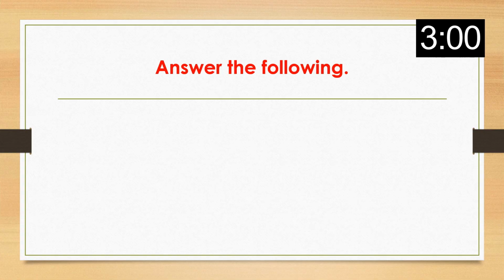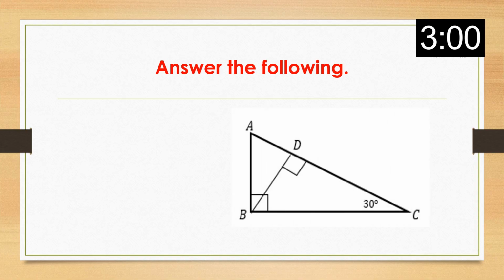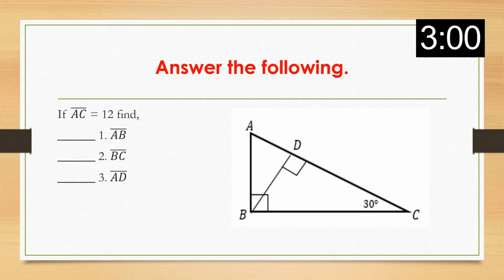To continue, kindly get your notebook or scratch paper and a pen and try to answer the following. Given here is a 30, 60, 90 right triangle. If line segment AC is 12, we need to find the length of line segment AB, line segment BC, line segment AD, line segment BD, and line segment DC. You only have 3 minutes to write your answers on your notebook or scratch paper. So let's now begin.